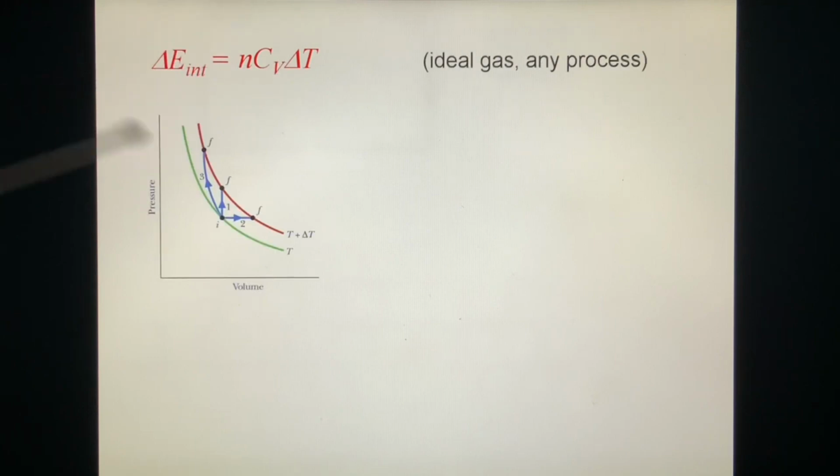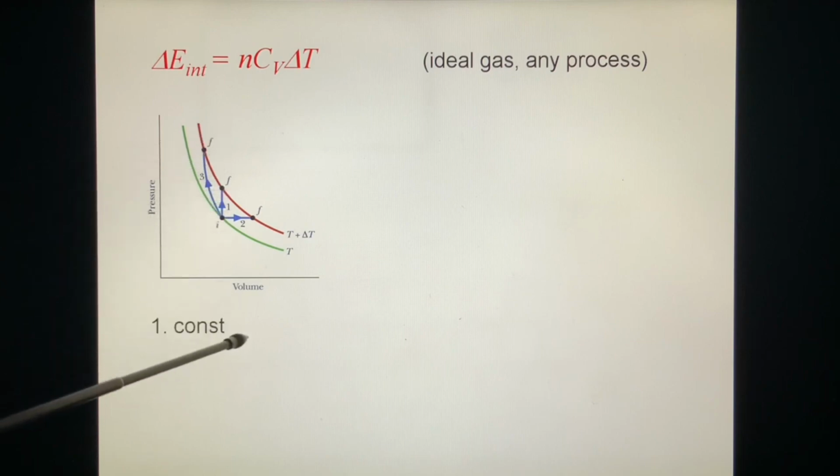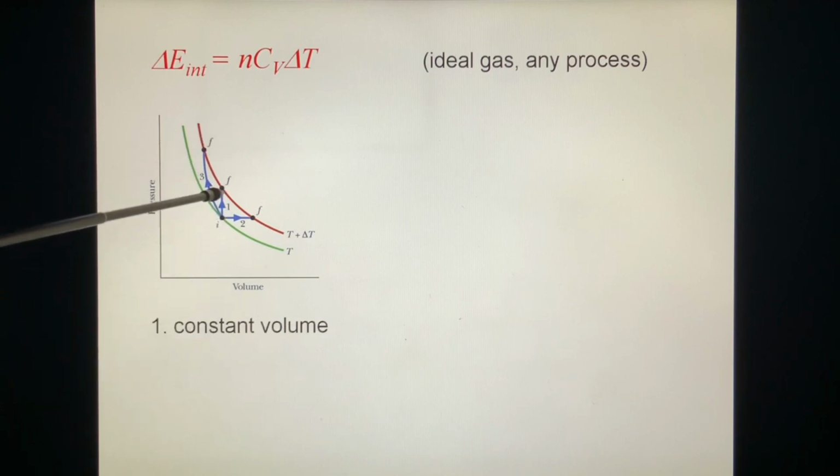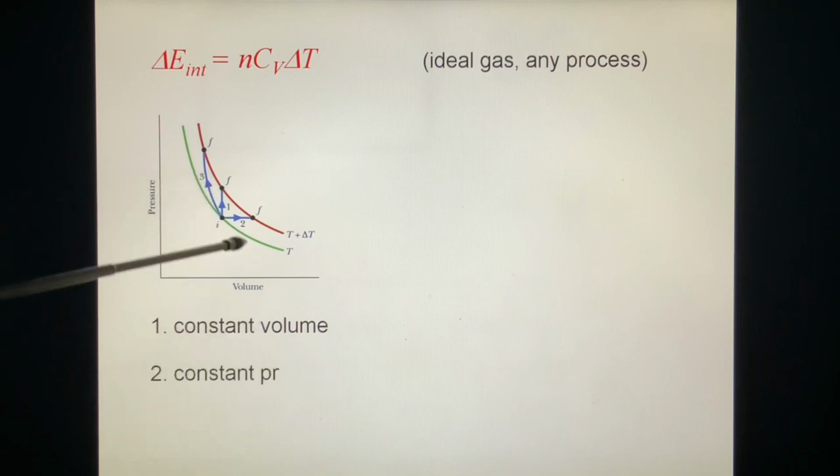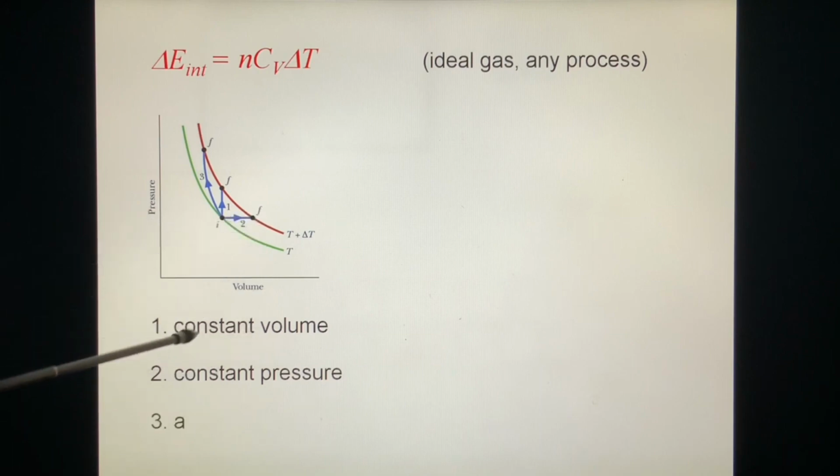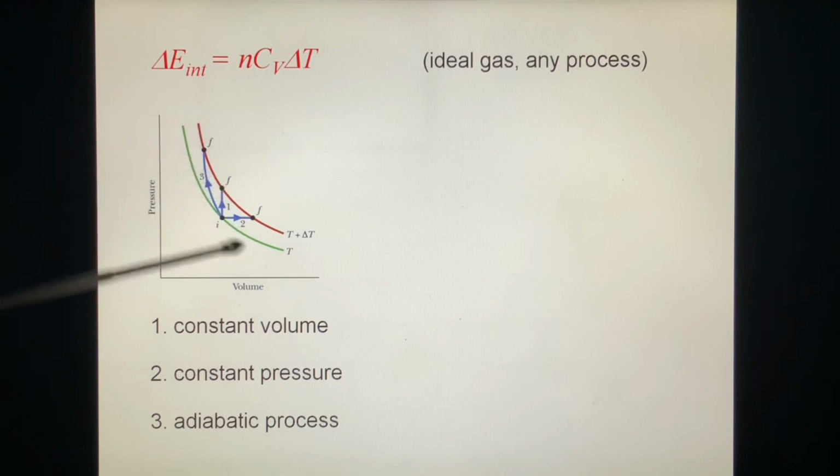Okay, we look at this one. Initially, the state is here, and it can go at constant volume this way to this final state. It can go at constant pressure to the final state. Also, it can go by an adiabatic process. In all these processes, delta T is the same, so the change in kinetic energy is the same.